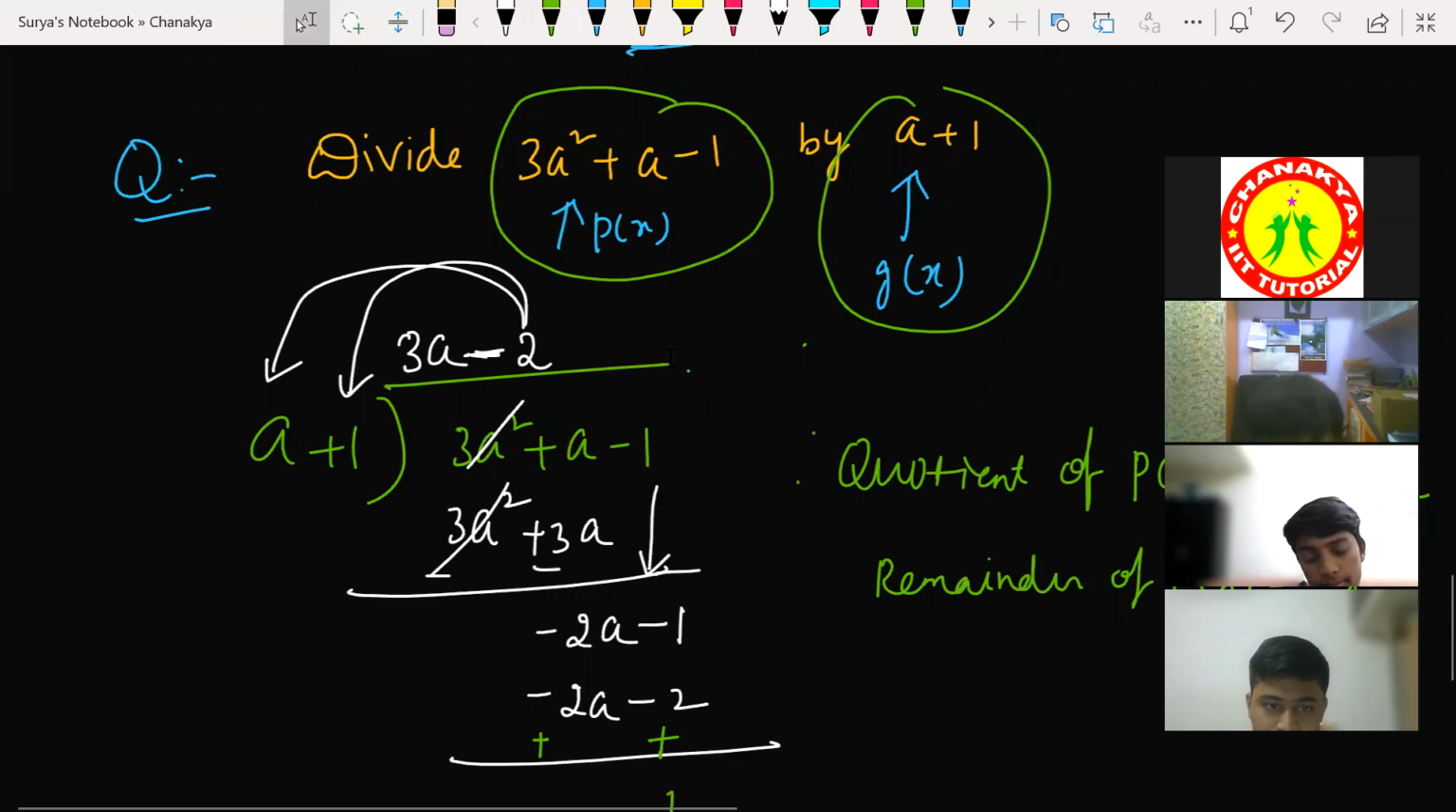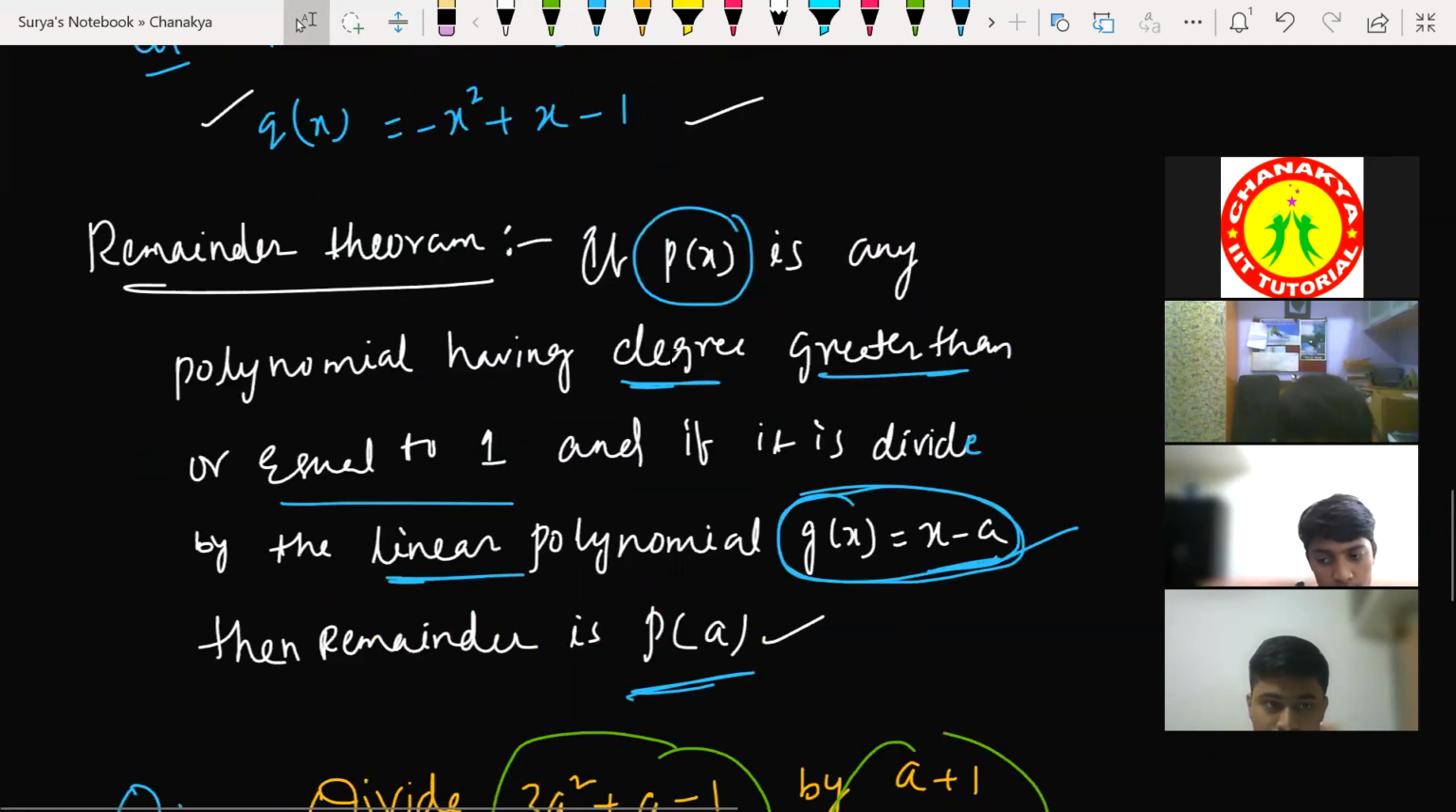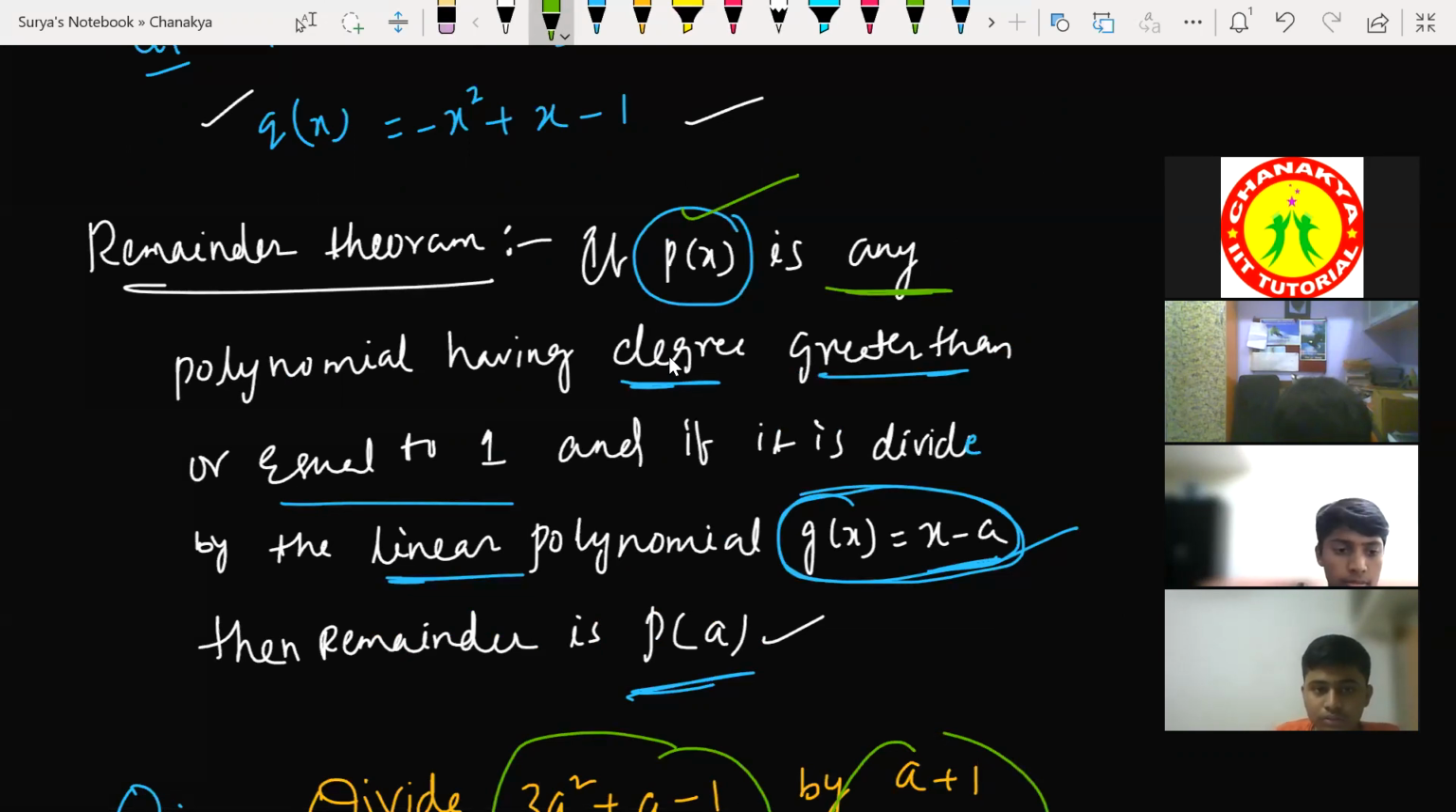The remainder theorem basically shows us how to divide in a long division method. I told you the definition here. Look at this: if P of X is any polynomial having degree greater than or equal to 1.